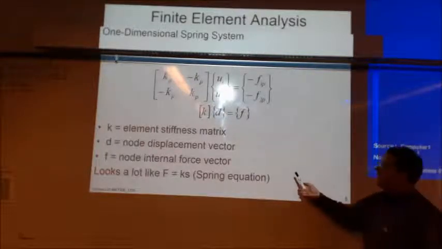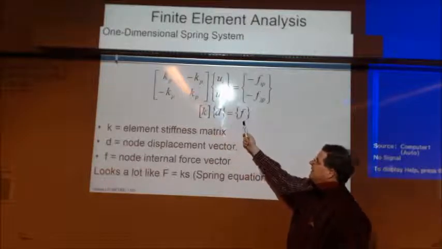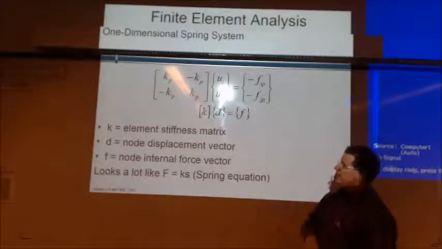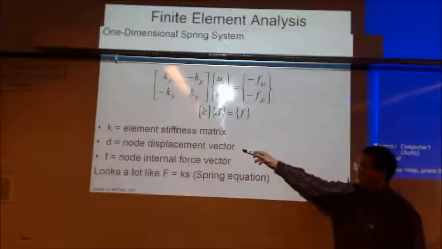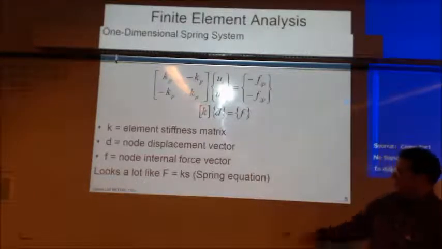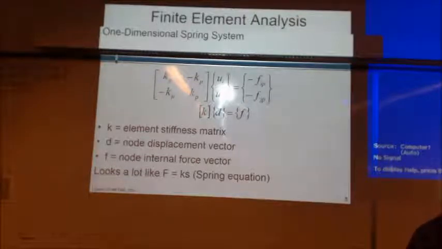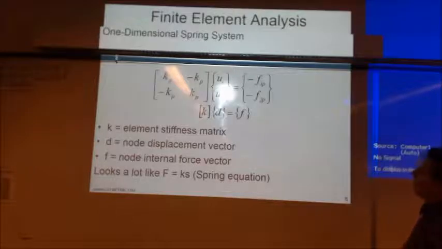So if we want to put it in a general form, then we're going to say KD equals F. K being our element stiffness matrix, D is our displacement vector, and F is our internal force. So it kind of looks like F equals KS, right? Our spring equation.